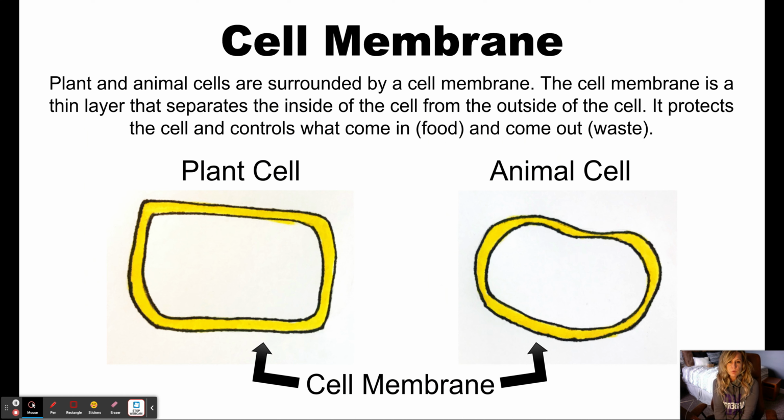All right, the first one we're going to talk about is the cell membrane. Plant and animal cells are surrounded by a cell membrane. The cell membrane is a thin layer that separates the inside of the cell from the outside of the cell. It protects the cell and controls what comes in, such as food, and what goes out, such as waste. So both plant and animal cells have a cell membrane along the outside.